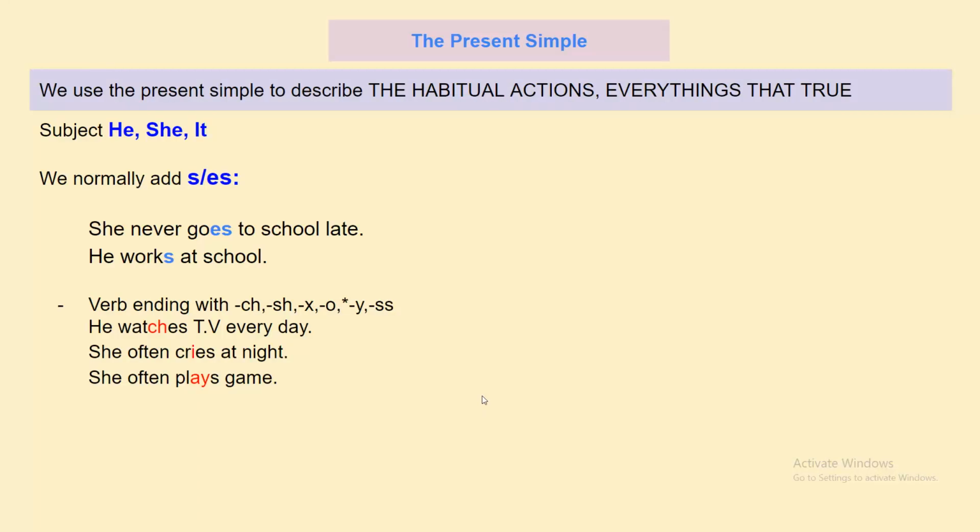So I would like to review the use of the present simple. The present simple is used to describe habitual action. Habitual action means the action that we do every day. We frequently do it, and we also use it to describe something that is true. For example, like job, work, live.